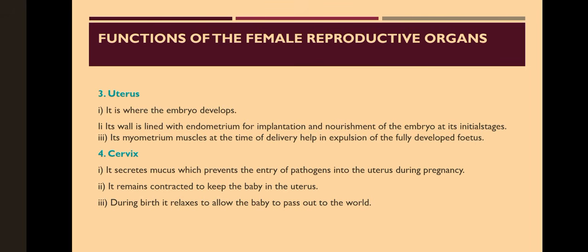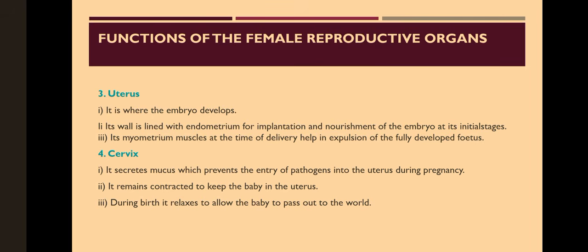The fourth part of the female reproductive system is a part that we are calling the cervix, and the cervix normally has three functions. Function number one, it secretes mucus, which prevents the entry of pathogens into the uterus during pregnancy. Pathogens are disease-causing microorganisms like bacteria, virus, or any other microorganism which may be dangerous to the developing fetus.